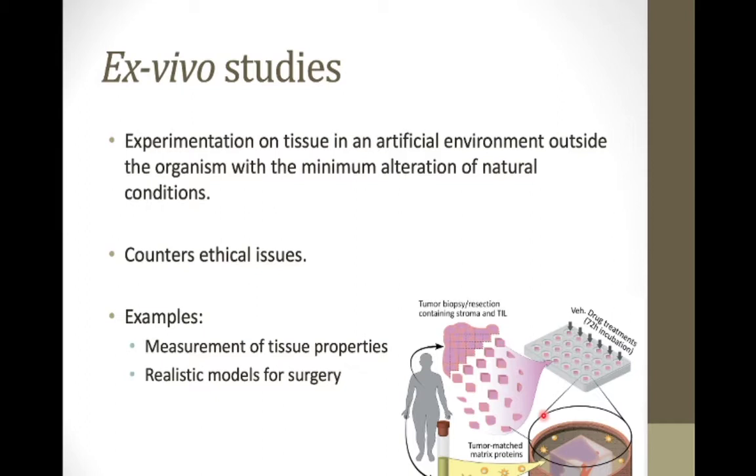Ex vivo studies are experimentation on tissue in an artificial environment outside the organism with minimum alteration of natural conditions. There are some ethical issues of using human tissue in these types of studies. Examples include measuring tissue properties as well as realistic models for surgery. But ex vivo studies are particularly useful if we're studying things like the blood-brain barrier, or looking at excretion.